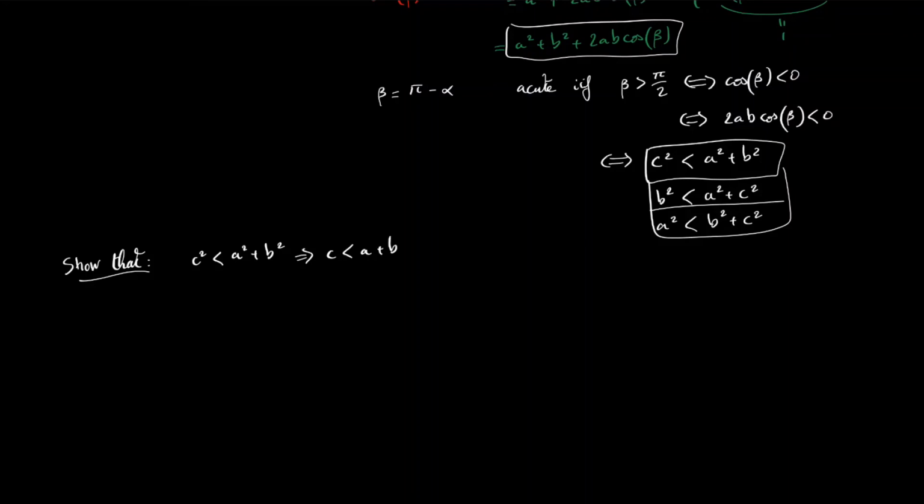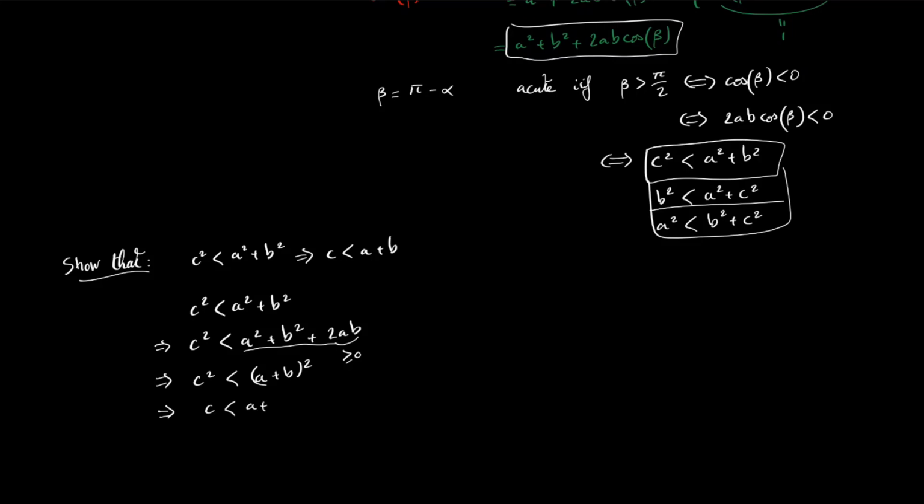The trick we are going to use is to say that if C square is strictly lower than A square plus B square, then of course we have C square that is strictly lower than A square plus B square plus 2AB. And this is because these lengths are positive. But then this implies that C square is strictly lower than (A plus B) square, because the formula above is the development of (A plus B) square. And by applying the square root on this, we have C that is strictly lower than A plus B. So this is how we demonstrate this result above.